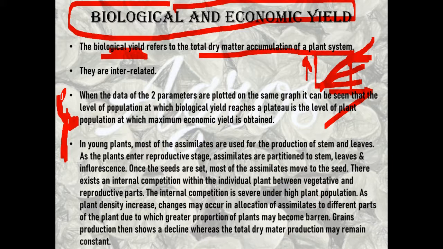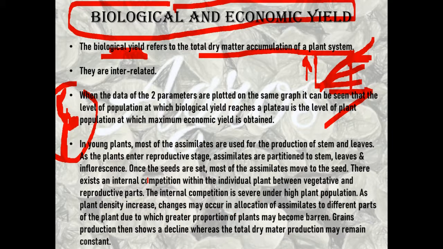This is the internal competition of the family. Similarly, in plants also, we can see that there is internal competition among the parts of the plants. It is very severe in high plant population. We can see this internal competition in sparse population also, but it is very high in the high plant population.